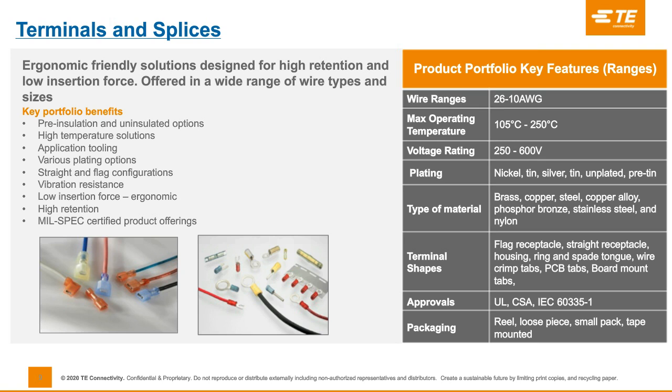Various plating options as well, depending on the need for mating cycles and so forth. Also fretting, depending on your plating thicknesses and so forth, is going to offer tin, gold, and bronze and so forth over the brass contacts. Straight flag configurations, vibration resistance. That's where the positive locking mechanisms come into play to ensure that during vibration the parts themselves will not tend to vibrate off their mating parts.